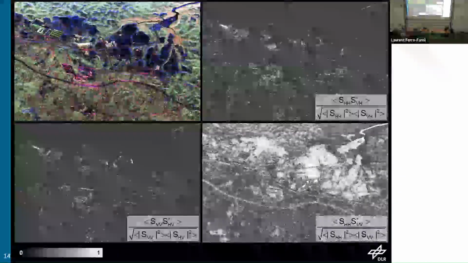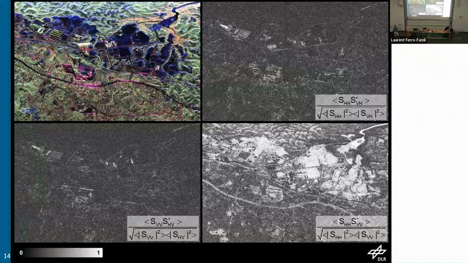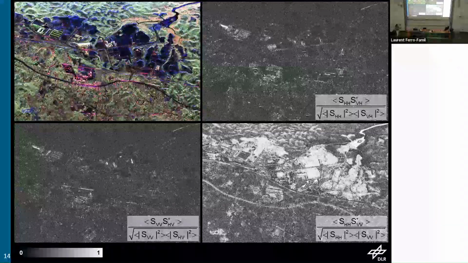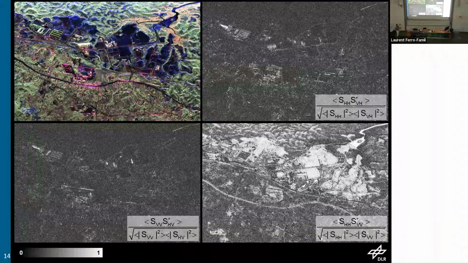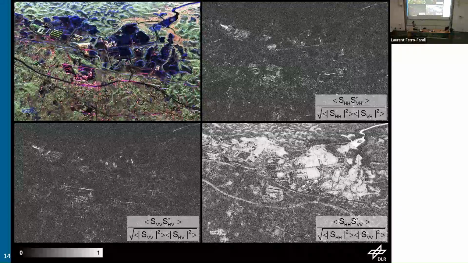But if you would like to look for natural areas, which we sometimes call distributed areas, then this one would be more preferable to use in order to get some information, because here you have a coherence information which is behind.